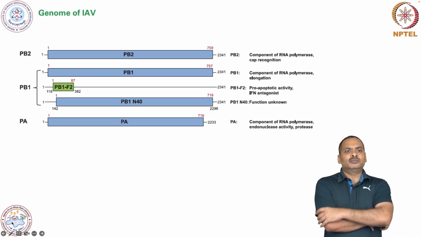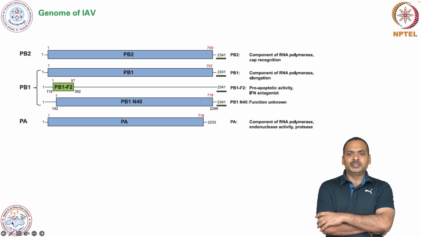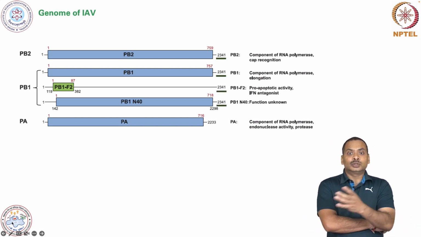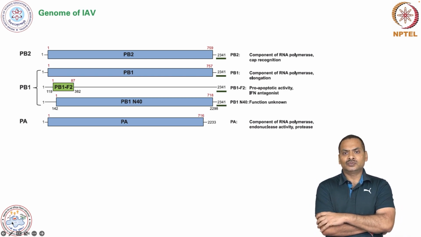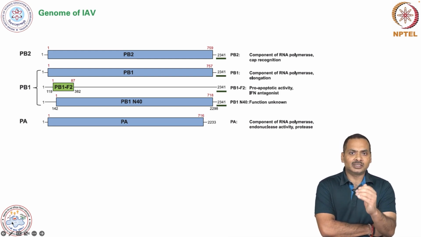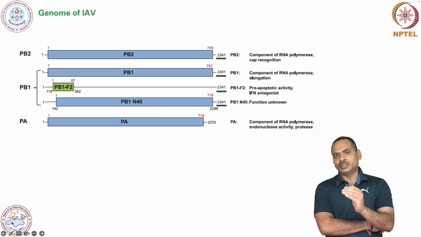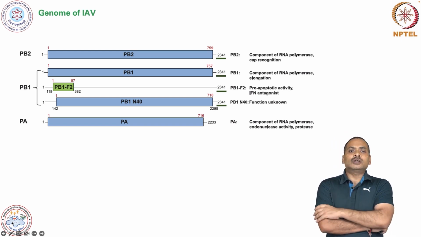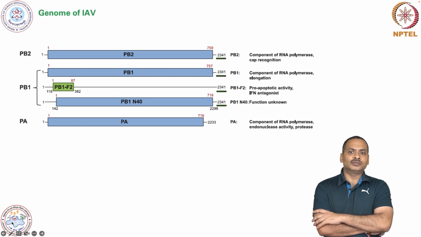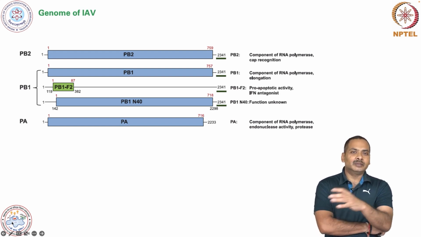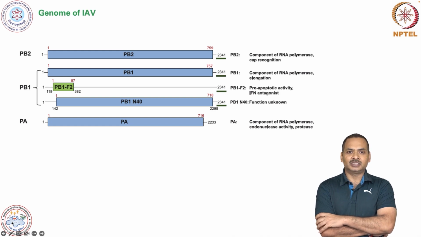Let us look at the function of the individual protein PB2. Here you can see the size of this RNA molecule, 2341 bases. Try to understand, this is an RNA virus, so it is not base pairs, it is 2341 bases. This is a component of RNA polymerase, and it plays an important role in cap recognition.